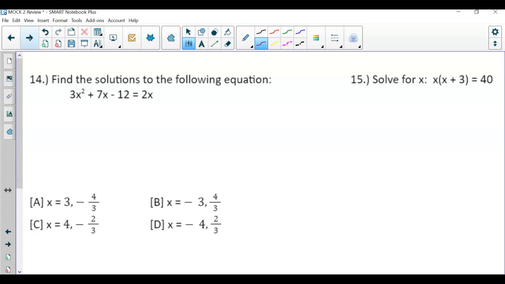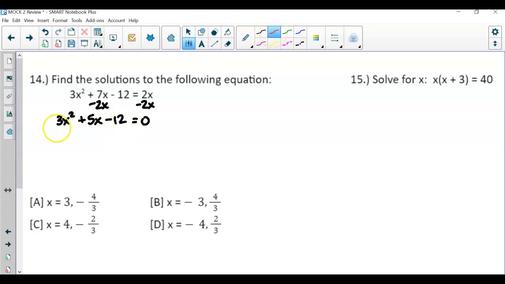Question number 14. We're looking for the solutions. However, we're solving, but it has to equal 0. Because it's equal to 2x, you need to subtract 2x from both sides. So here I've got 3x squared plus 5x. Remember, right? Combining like terms. Minus 12 is equal to 0.